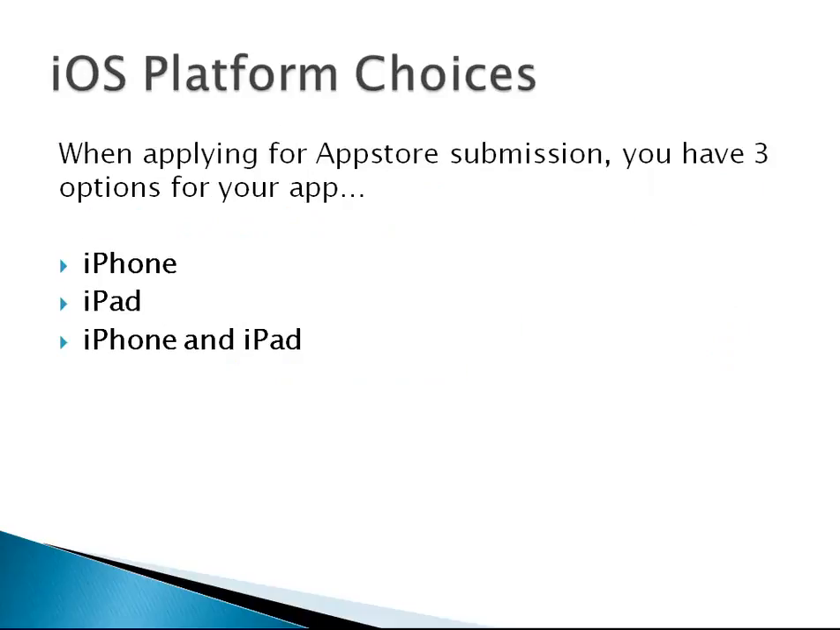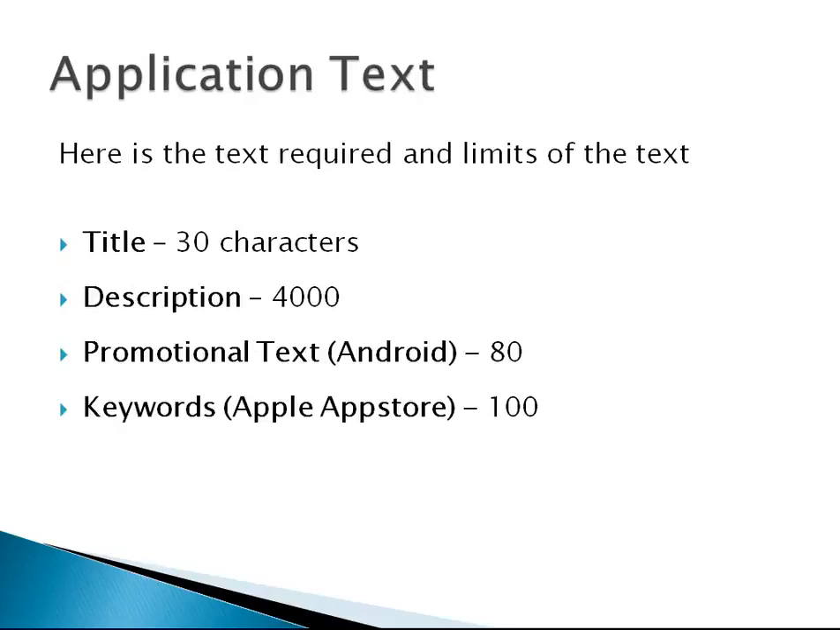Okay, so like I said, iOS platform choices are iPhone, iPad, and also iPhone and iPad. So you'll choose from one of these when you submit the app. Alright, so application text. Here are the requirements and limitations of text. So the title should be 30 characters or under. The description should be 4,000 characters or under. Promotional text for Android is 80, and keywords for Apple Appstores 100.